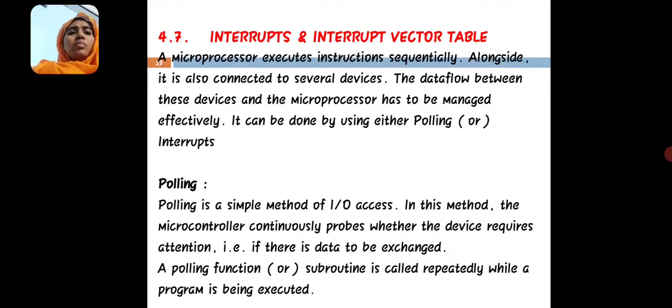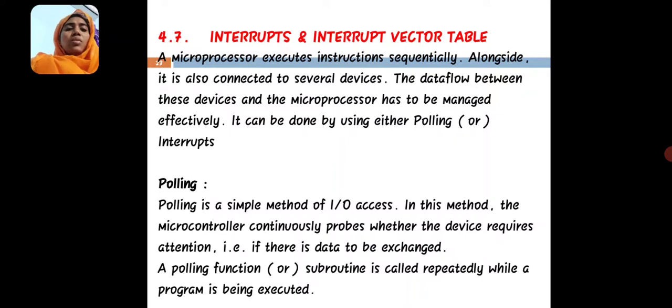This can be done by using either polling or interrupts. So there are two methods, polling and interrupts. Now we will check what polling is and what an interrupt is. Polling is a simple method of I/O access. In this method the microcontroller continuously probes whether the device requires attention, that is, if there is data to be exchanged.